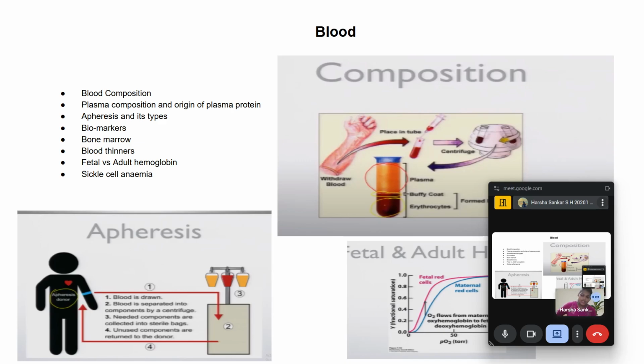Then biomarkers, and bone marrow is the place where most of the blood cells are produced. There are blood thinners, which help if some people's blood is not getting clotted. For example, people who have problems with sugar have this problem, where the blood becomes very loose, so blood thinners are available.